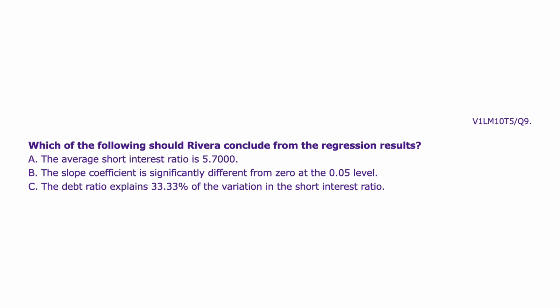Which of the following should Rivero conclude from the regression results? A. The average short interest ratio is 5.70. B. The slope coefficient is significantly different from 0 at the 0.05 level. C. The debt ratio explains 33.33% of the variation in the short interest ratio.